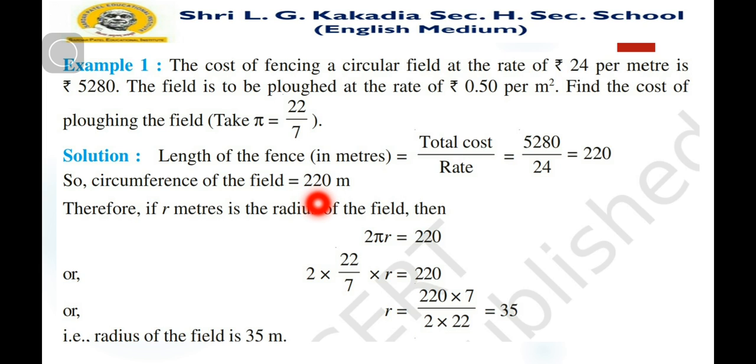So let us first find the value of r. For that, the first line says the cost of fencing the circular field is at the rate of 24 rupees per meter, and the total cost is 5,280. If we divide 5,280 by 24, then we can find the circumference of the given circular field. So the length of the fence in meters is the total cost divided by the rate. Dividing the total cost by the rate, we get 220, and it is the circumference of the field, equal to 220 meters.